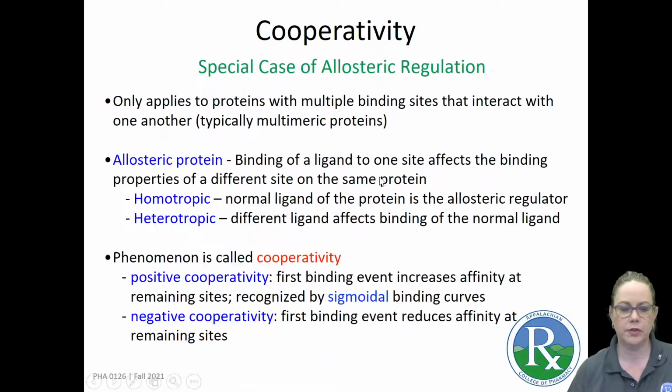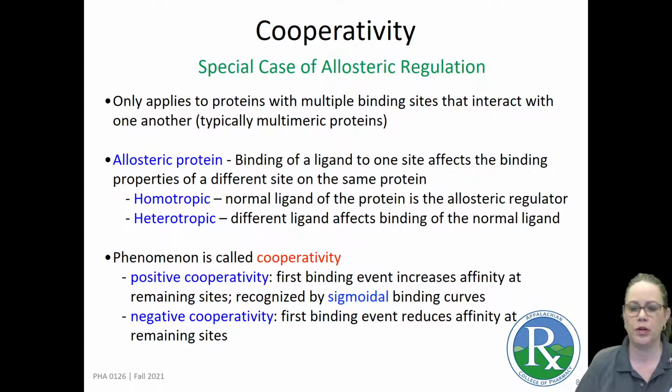The reason for those differences is due to cooperativity. This is something that applies to proteins that have multiple binding sites that are capable of interacting with one another. Usually you see this in multimeric proteins such as hemoglobin. This is an example of allosteric regulation. Allosteric proteins are those in which binding of a ligand to one site affects the binding properties of a different site on the same protein.